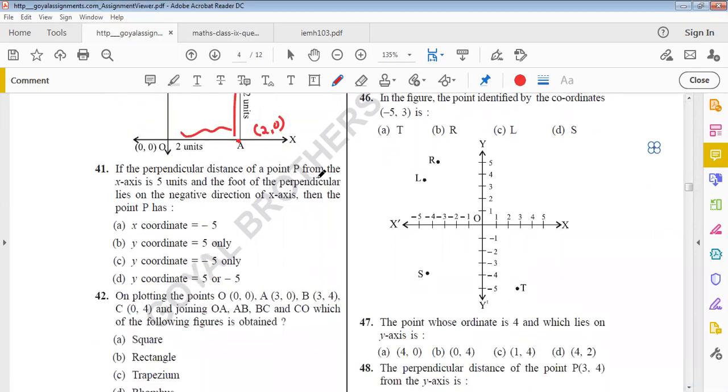If the perpendicular distance of a point P from the x-axis is 5 units, and the foot of the perpendicular lies on the negative direction of the x-axis, then instead of taking here, we have to take here, the negative side. Then the point P has x coordinate minus 5. Y coordinate can be anything. Next.